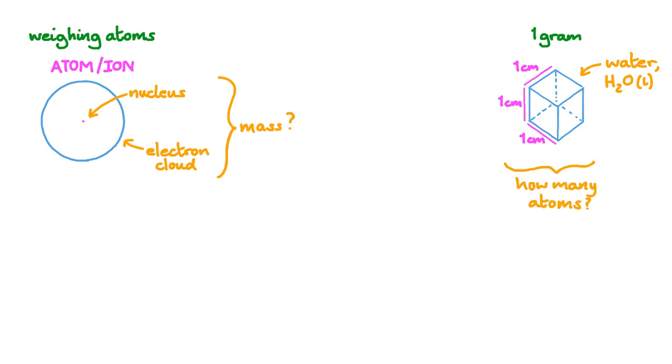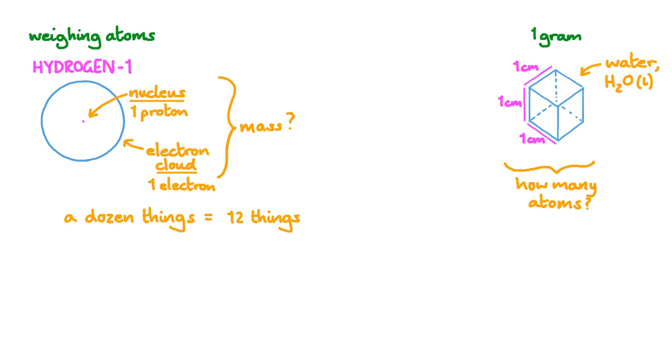Rather than weigh out individual atoms, chemists invented a unit. Just like using a dozen to group up eggs, this unit would help group up atoms, ions, molecules and so forth into groups that we can weigh.